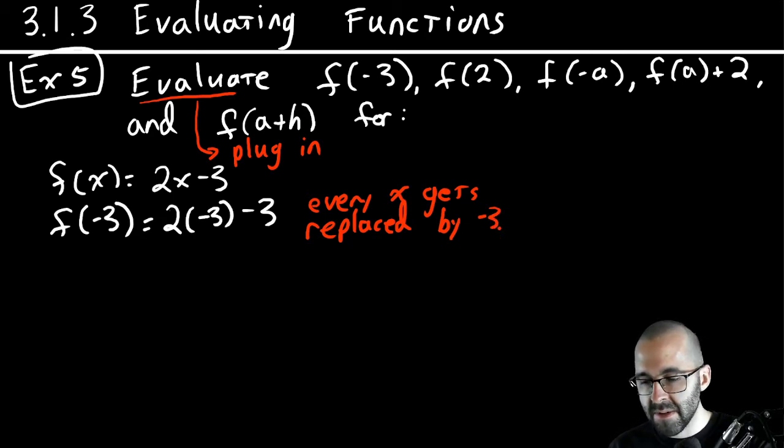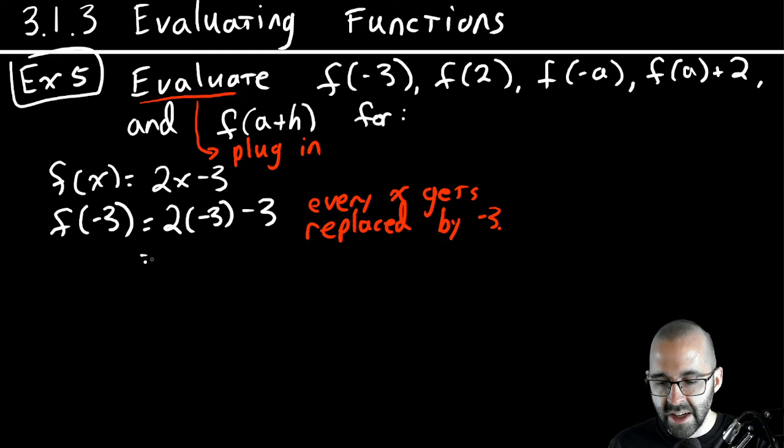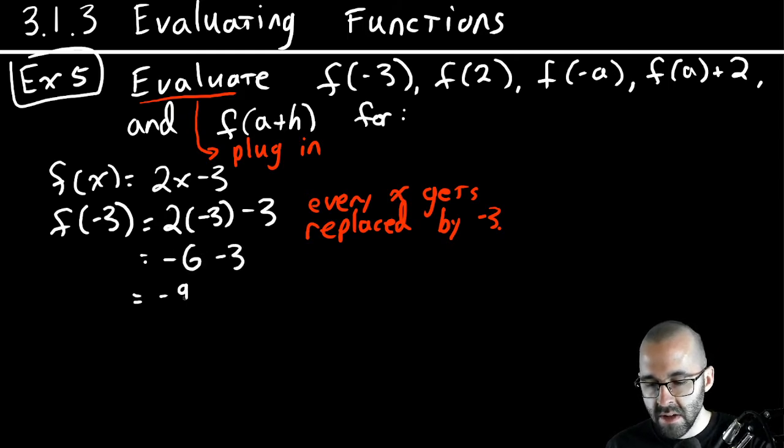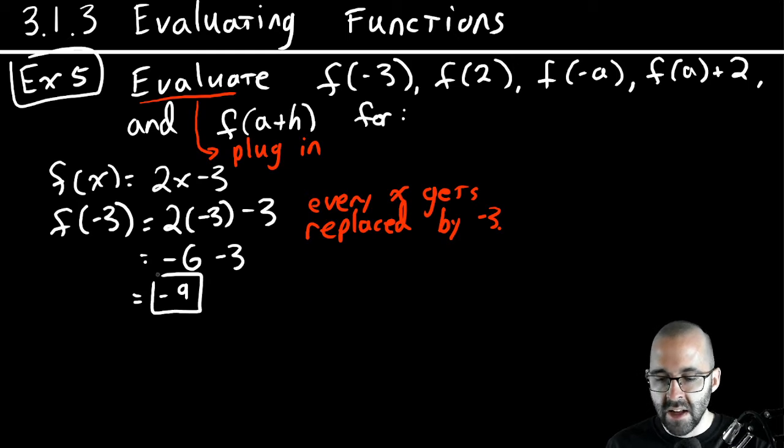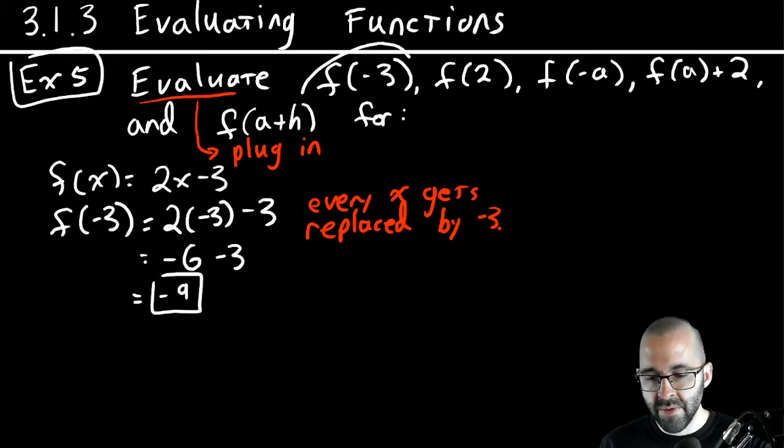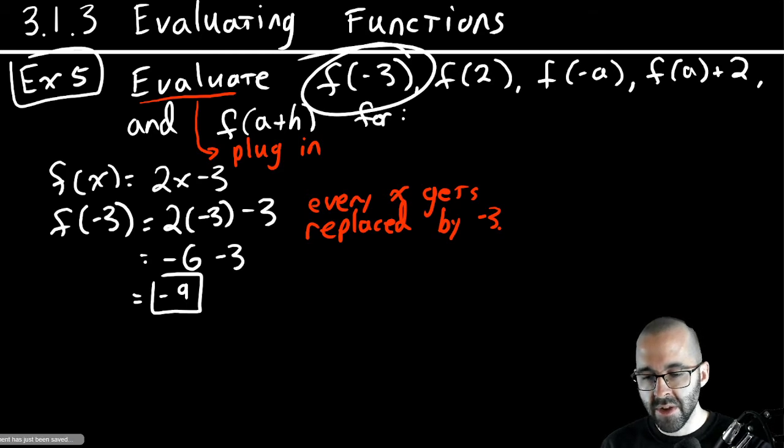And then we need to simplify. So 2 times negative 3 is negative 6. Then subtract 3, you get negative 9. The input is negative 3. The output is negative 9. So that was this one up here. Let's do it for the rest.